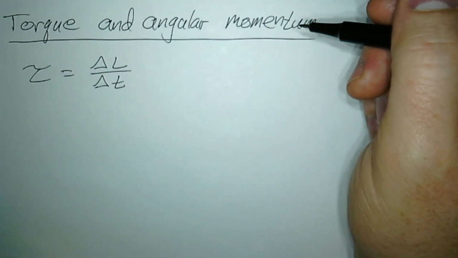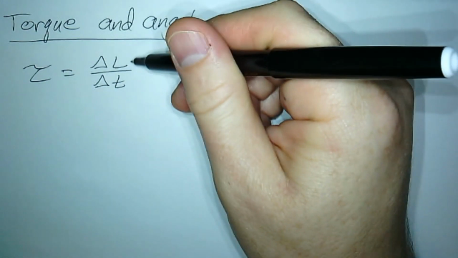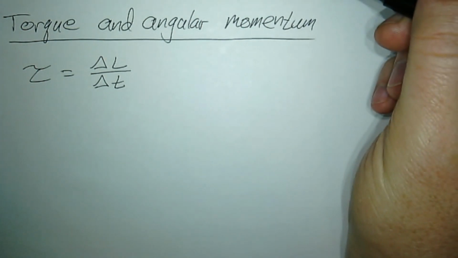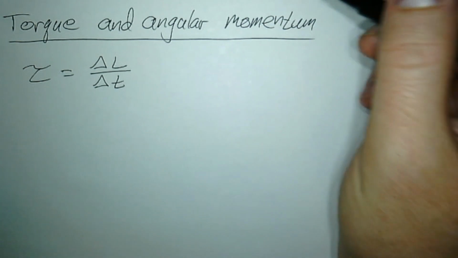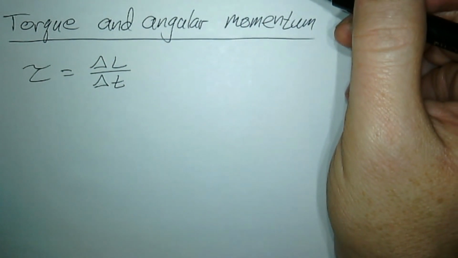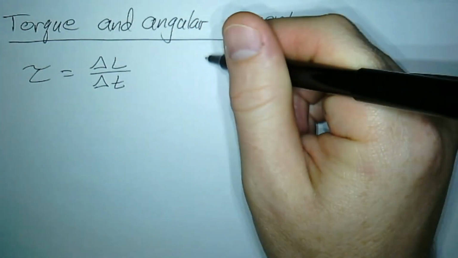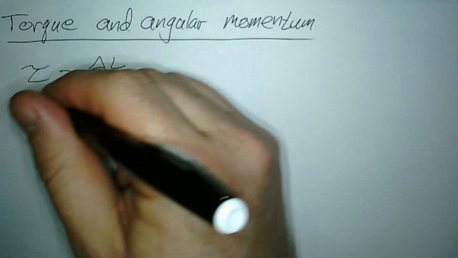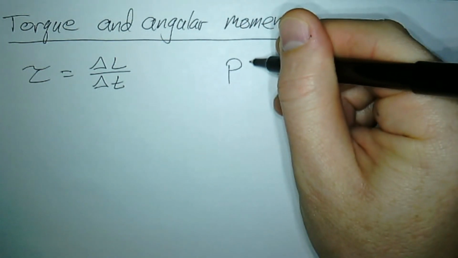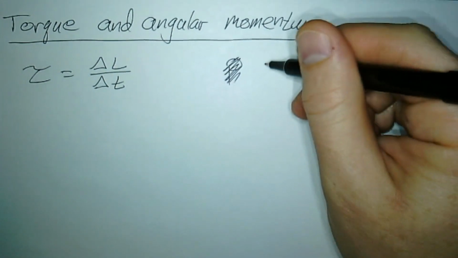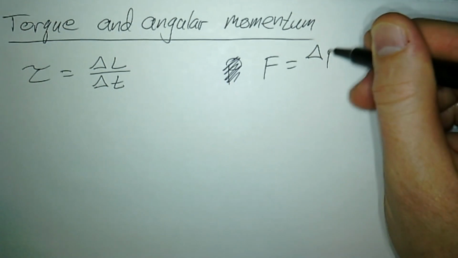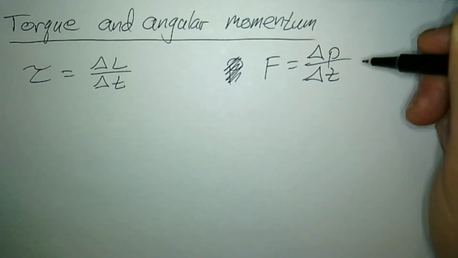So delta L over delta T. So it's just a change in L divided by the change in T. Now, this is also not a new formula. You guys have had something very similar to this in the past. You had a formula for momentum. So that was momentum. Force is equal to delta P over delta T.